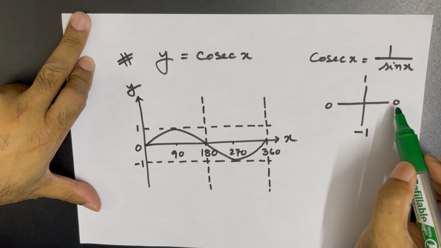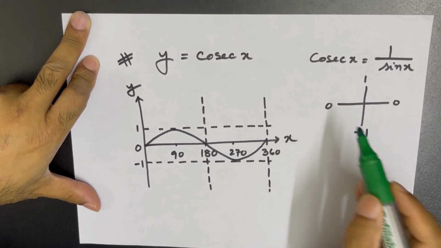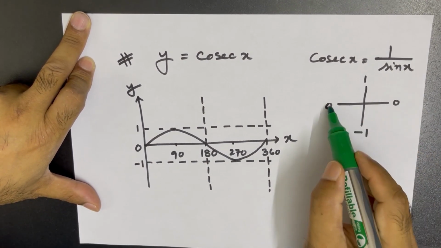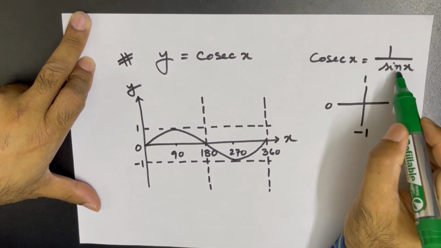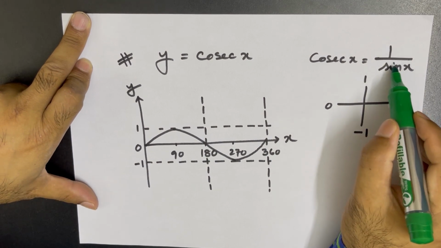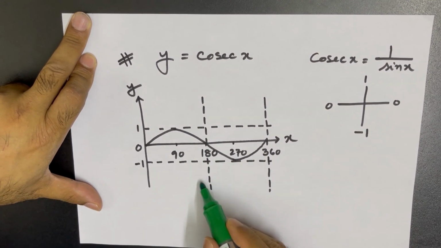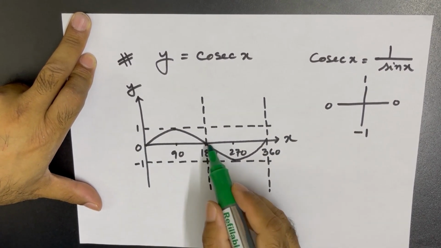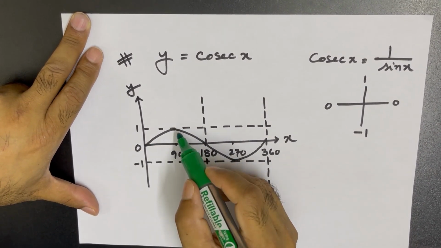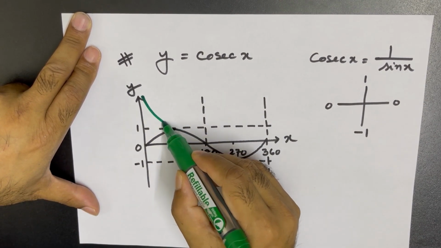You see, sine of 0 is 0, sine of 90 is 1, sine of 180 is 0, sine of 270 is minus 1. At 0 and 180, 1 over sine is 1 over 0, which is undefined, and in the graph we call this an asymptote. So at 0, 180 and 360, there are three asymptotes of cosec x. And the shape of the cosec x graph is like this one.